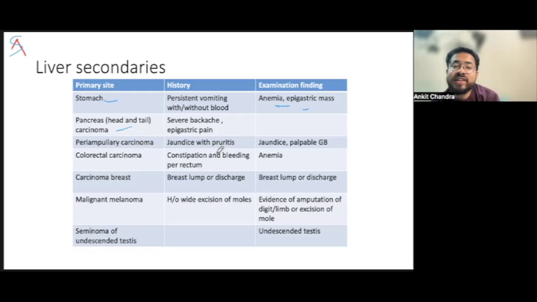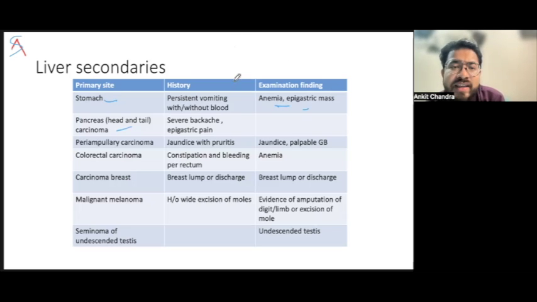Periampullary carcinoma, patient will have obstructive jaundice with pruritus. There might be a palpable gallbladder or a mass at the epigastric region. Colorectal carcinoma, the person will have history of constipation, bleeding per rectum. In carcinoma of breast, in the female, you might find a breast lump or discharge. Malignant melanoma, patient will have history of wide excision of moles or any amputation. In the examination, you may confirm that. If there is seminoma of undescended testis, like there is only one testis in the scrotal pouch, then you can think it could be a seminoma of undescended testis.